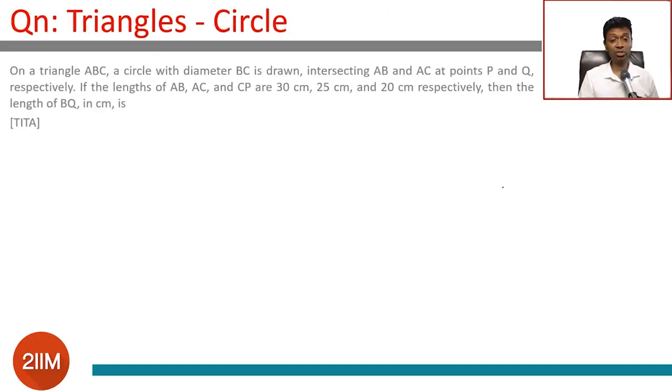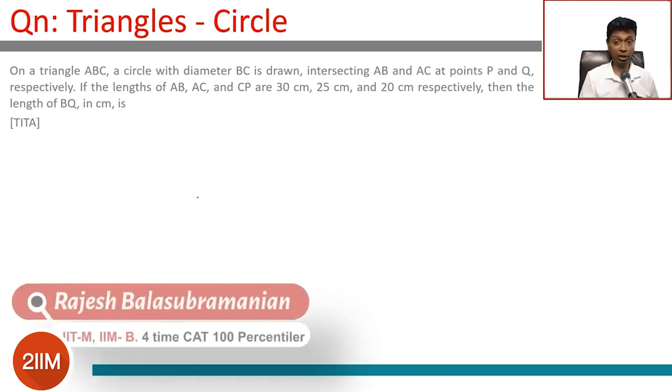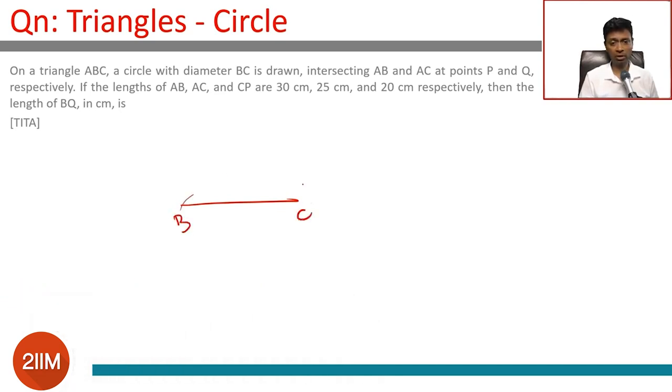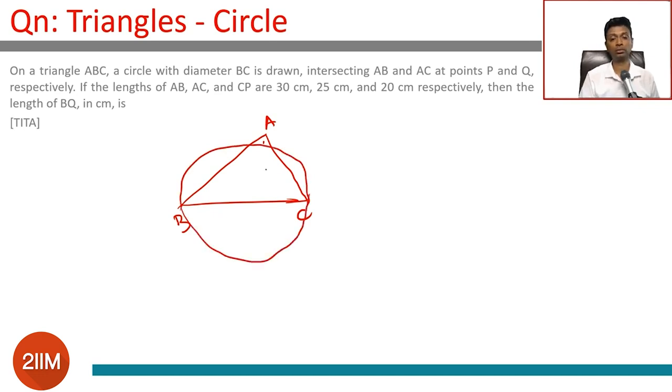On a triangle ABC, a circle with diameter BC is drawn, intersecting AB and AC at points P and Q. Wonderful. So let's say this is BC, and there's an A here, ABC. We are drawing a circle with diameter BC. Draw a circle like this, intersecting AB and AC at points P and Q respectively. This is P, this is Q.